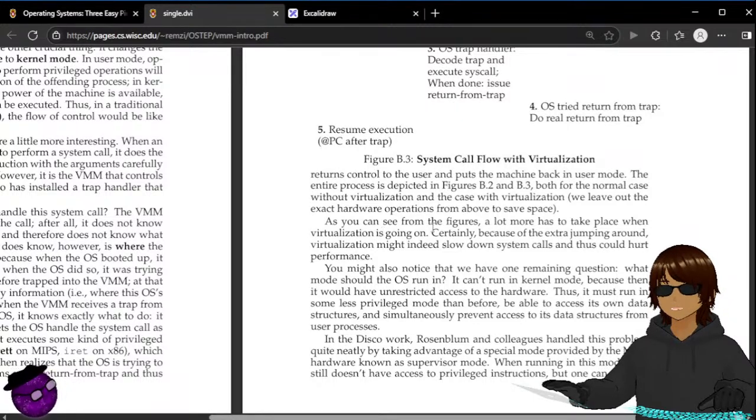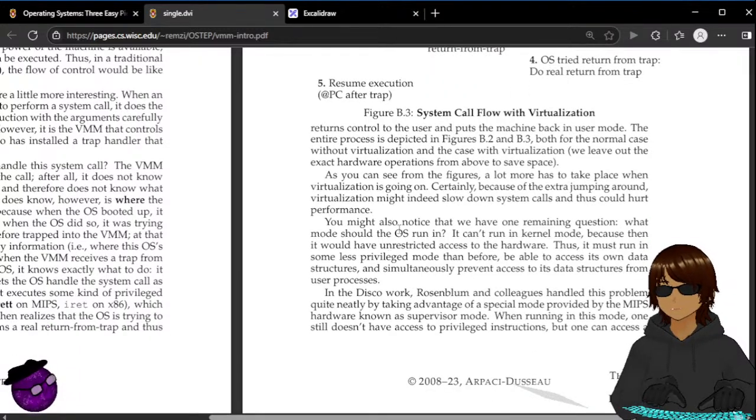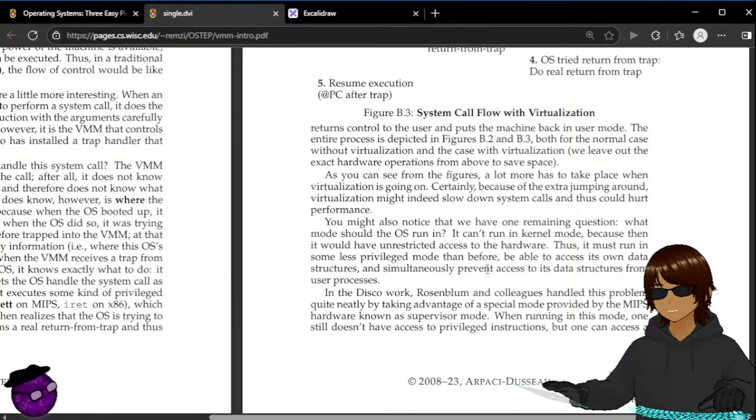As you can see from the figures, a lot more has to take place when virtualization is going on. Certainly, because of the extra jumping around, virtualization might indeed slow down system calls and thus could hurt performance. You might also notice that we have one remaining question: what mode should the OS run in? It can't run in kernel mode because then it would have unrestricted access to the hardware. Thus, it must run in some less privileged mode than before. It must be able to access its own data structures and simultaneously prevent access to them from user processes.